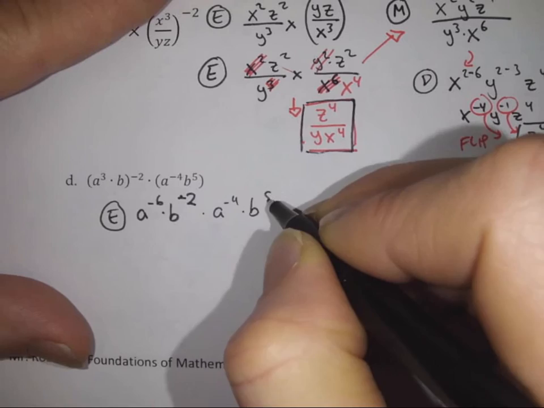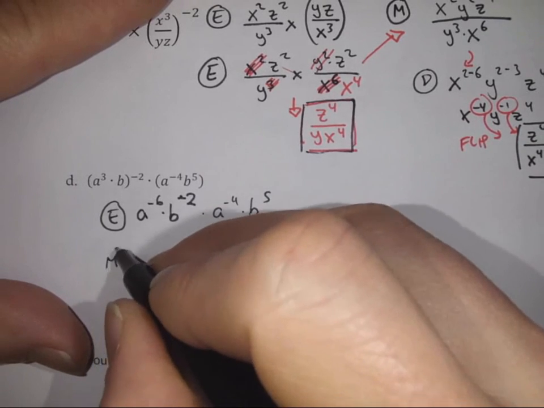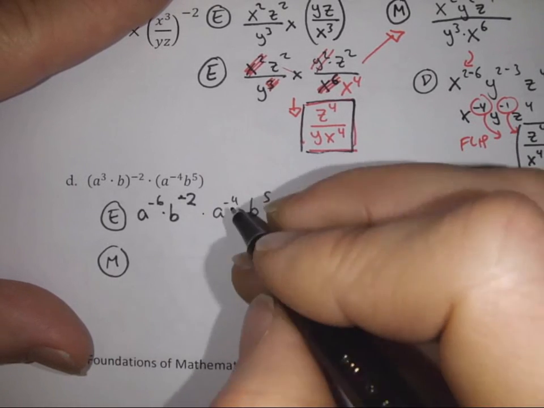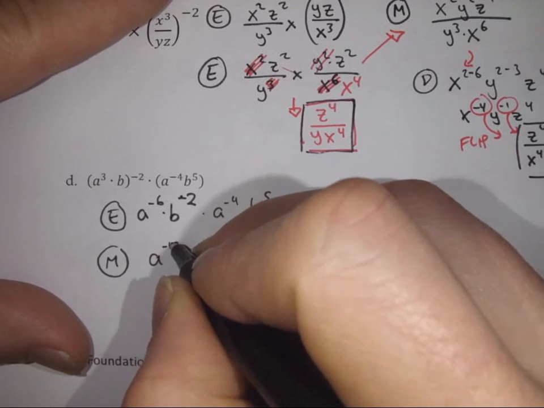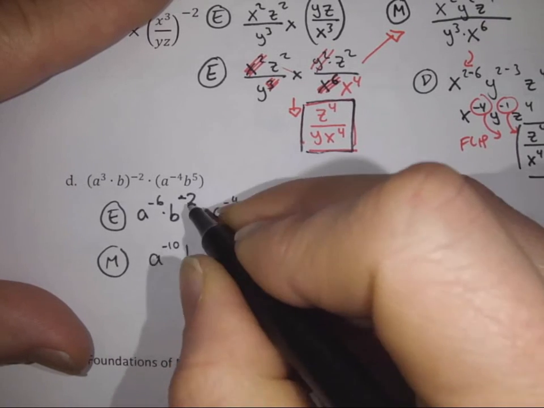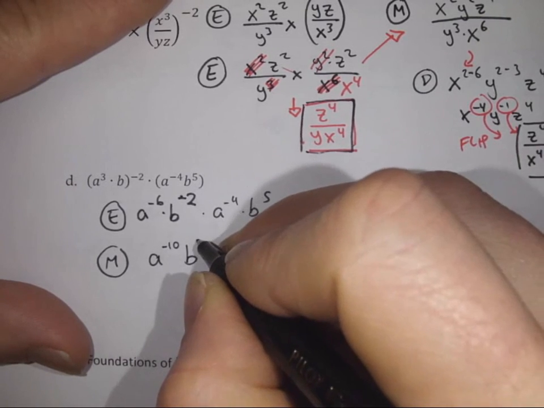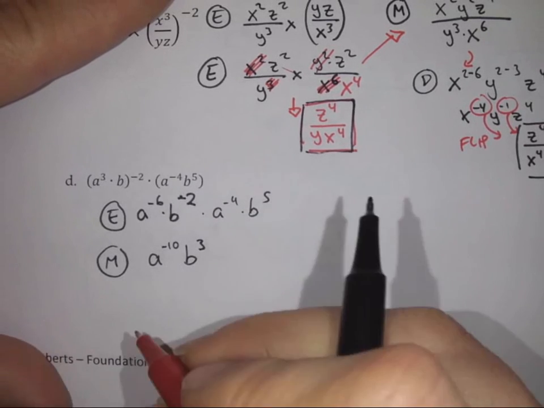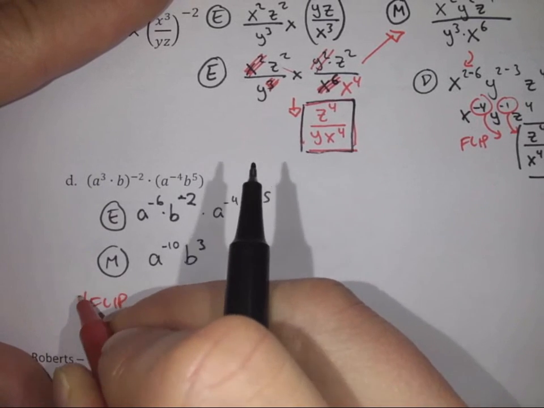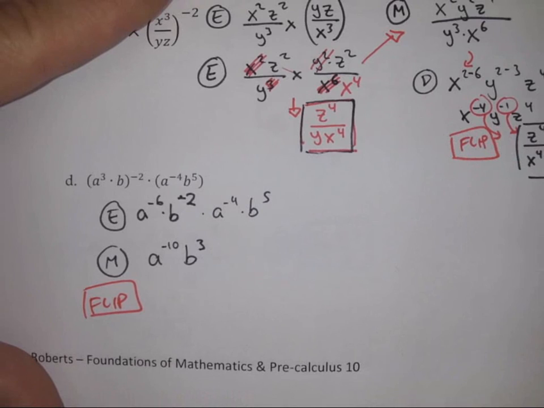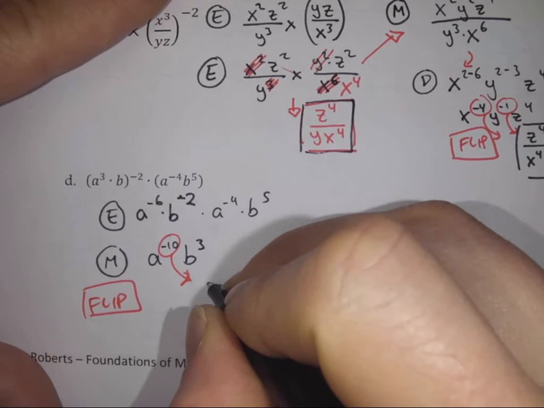Now I can actually just multiply straight across. A to the power of -6 plus -4 is a to the power of -10. B to the power of -2 plus 5 is b to the power of 3. And then lastly, we'll flip. So that means we'll take that -10, flip it downstairs, and what it'll make is b cubed over a to the power of 10.